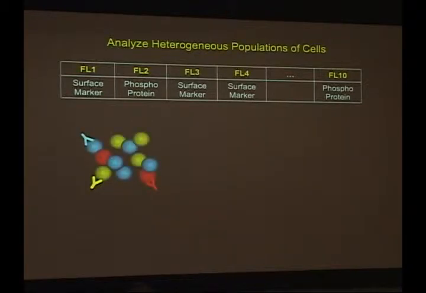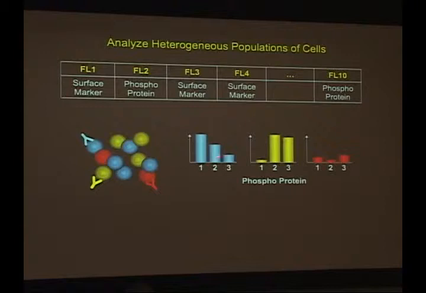So these different antibodies against the surface markers will help you identify your different cell subsets, the yellow ones, the blue ones, the red ones. And then you can look at 3 different phosphoproteins or something in each cell subset. So now from one sample, you're basically getting 9 data points: 3 cell subsets and 3 signaling protein measurements.